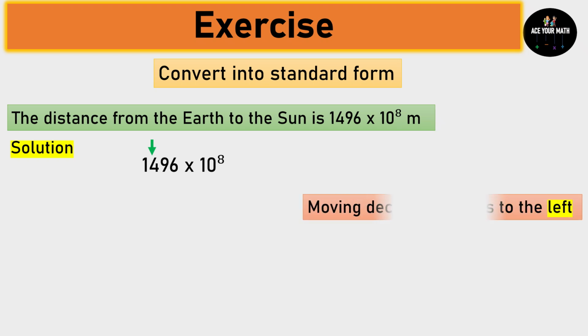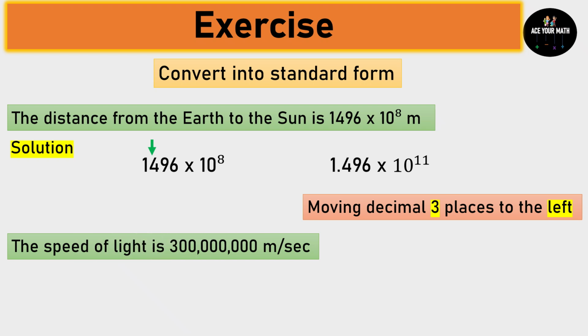So by how many places you are shifting the decimal? You are moving the decimal 3 places to the left. It means you will add 3 to the exponent. If you see there is 8 in the power, so you will add 3 there. So the final number will become 1.496, because you have moved the decimal 3 places to the left. So you will add 3 to the 8 which is in power. So it will become 10 raised to the power 11. Now look at the next question.